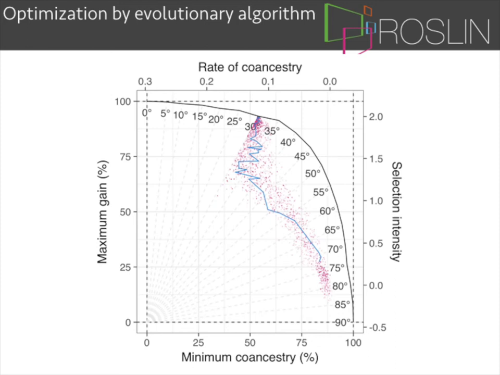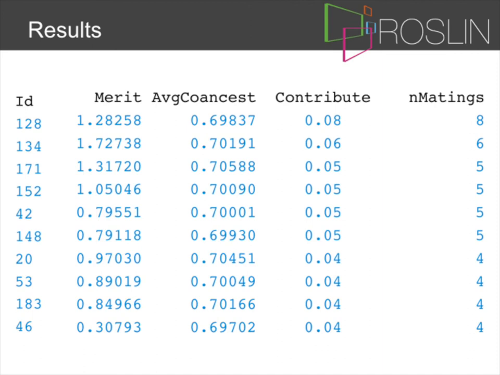This will be from a particular data set, and we chose that we wanted to be at this point here, and our optimization algorithm just moves around the contributions and moves around the matings so that we hit this point. When you do that, you get a solution that looks like this. So these are the individual IDs. This is the genetic merit of the individuals. This is their average co-ancestry. And these are the proportion of the matings that they get.